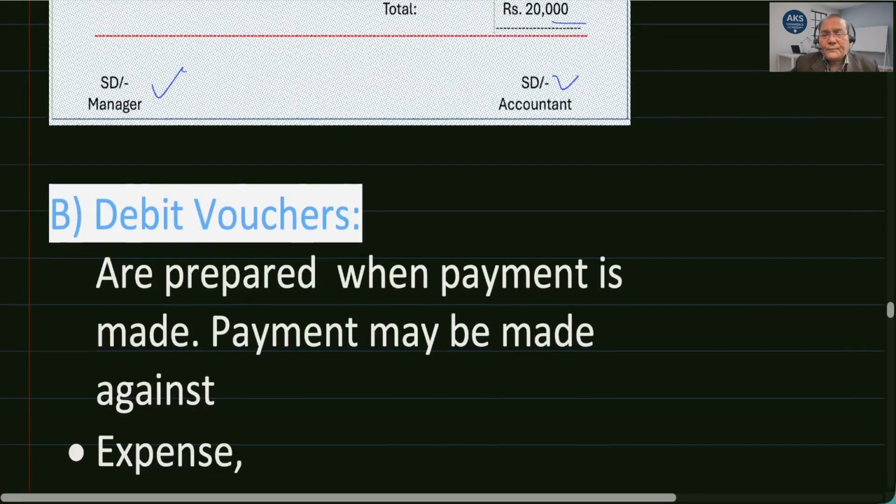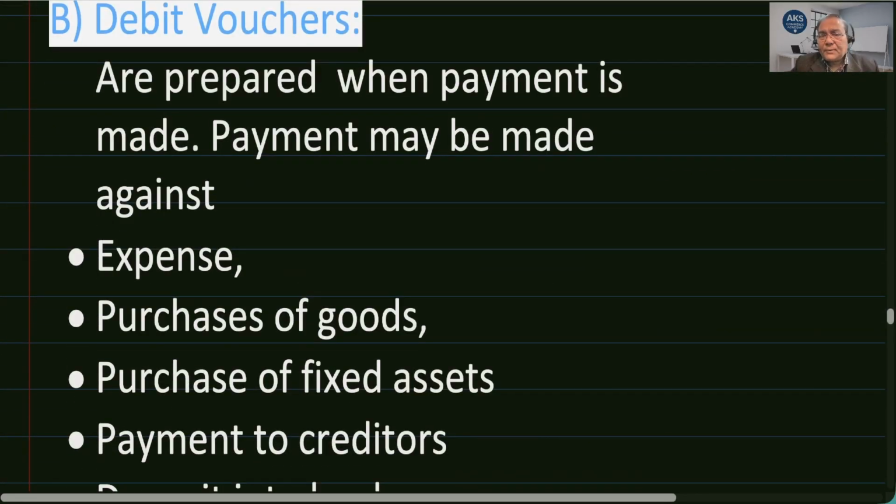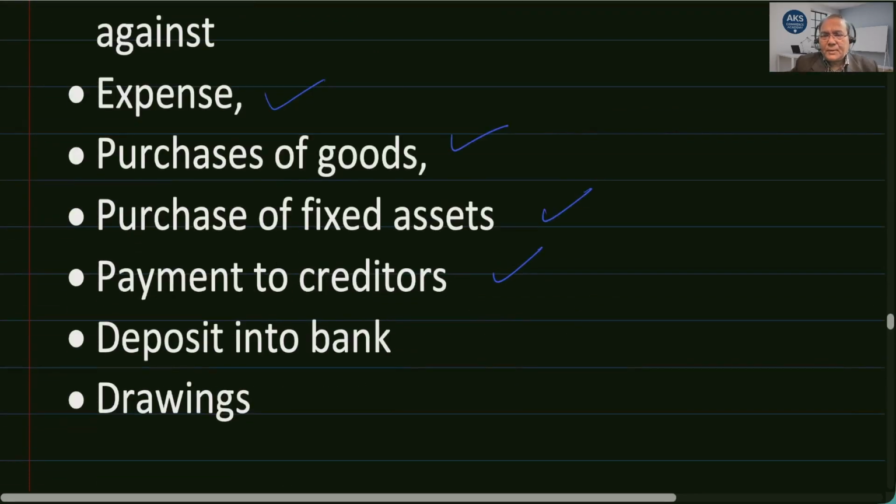voucher is prepared. Now the debit voucher: when payment is made, payment may be made against expenses, wages paid, or certain items which are day-to-day expenses, for which payment is made. So expenses, purchase of goods, maybe fixed assets purchase, for whatsoever reason there is a payment made, deposit in the bank, payment is going out or cash is going out from the firm to the bank, drawing.